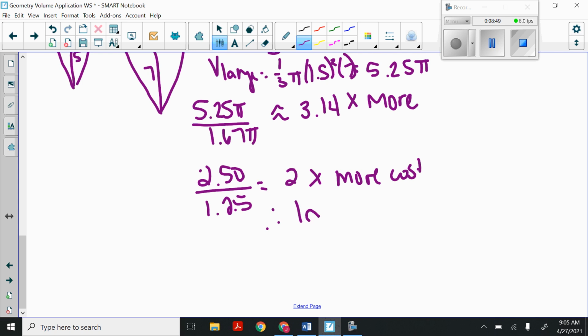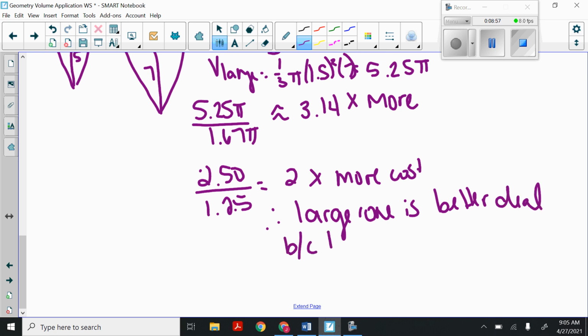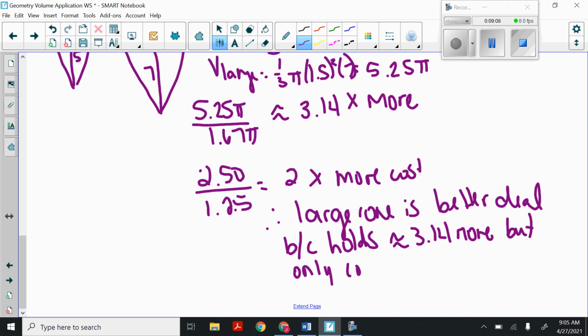Therefore, the large cone is the better deal because it holds approximately 3.14 times more ice cream, but only costs 2 times as much. So we're only paying twice as much, but we're getting about 3 times more ice cream.